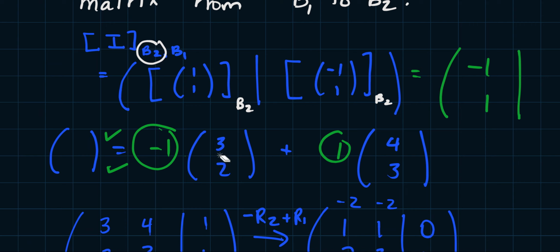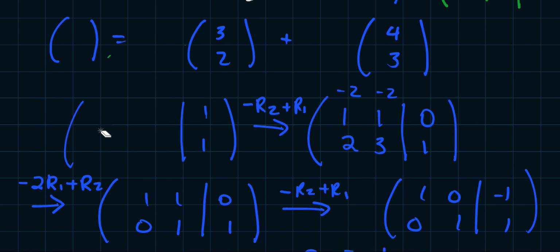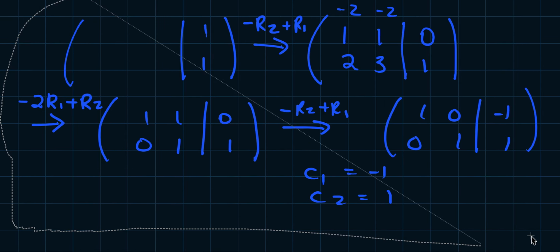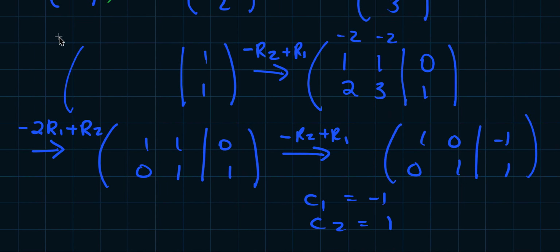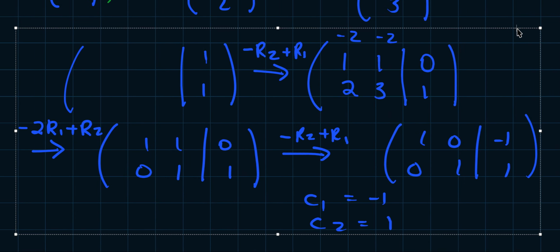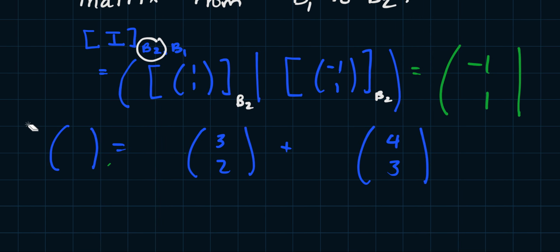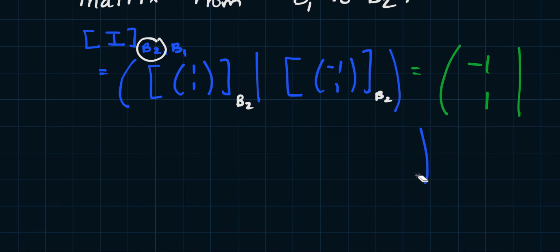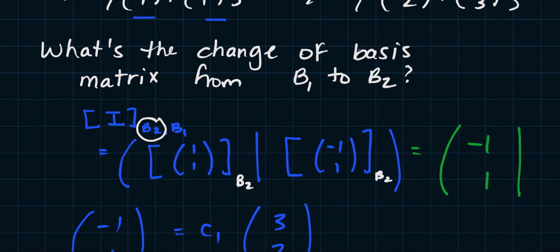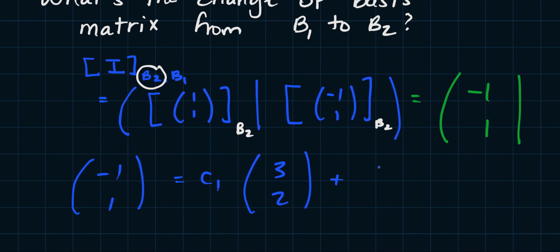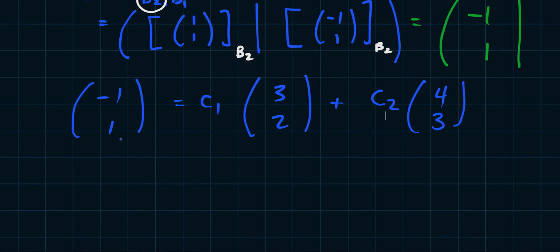So let's erase this. Let me erase all of this just so we don't have to see it. Okay, that was a little too much. So what I want to do is write the matrix negative 1, 1 as a linear combination of 3, 2, and I believe the other one was 4, 3. So what is the C1 and C2 that make negative 1, 1?